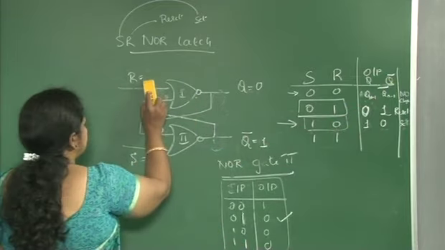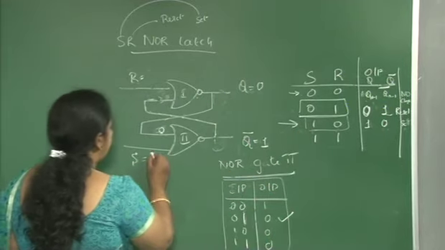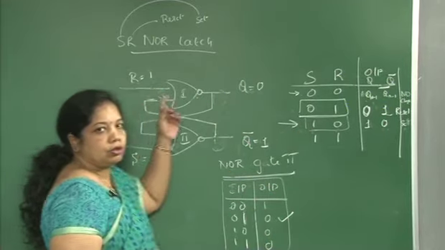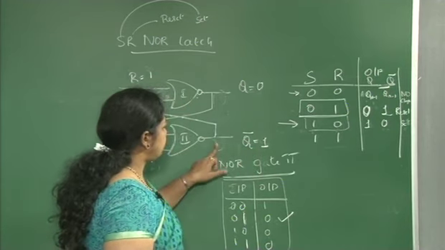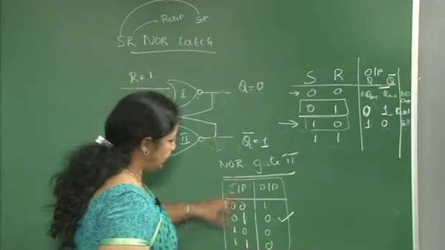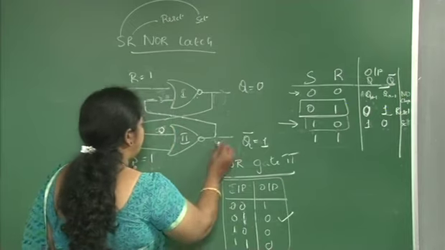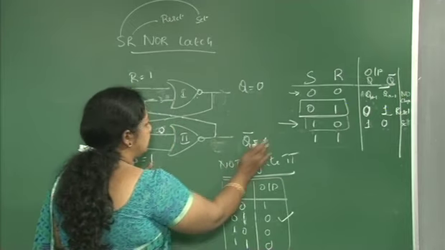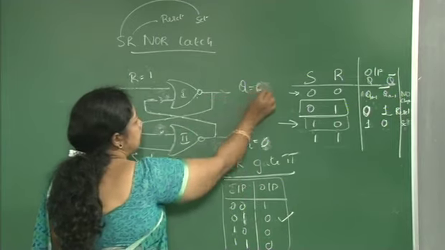The last inputs are 1 1. If I make both inputs R and S logic 1, then as we discussed, for a NOR gate, if any one of the inputs is 1, my output is 0. So if this is 1, it should be 0, and if this is 1, it should be 0.